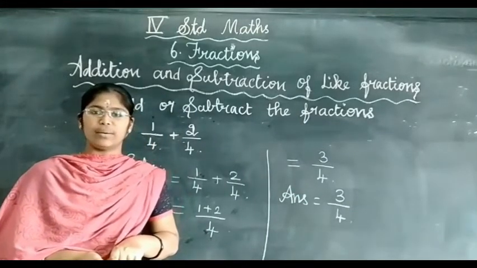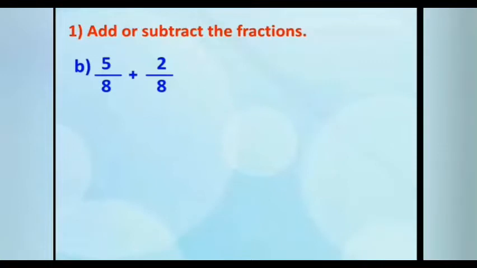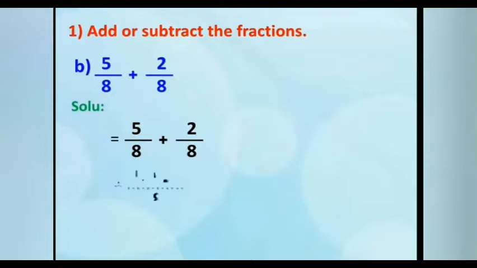Can we see one more example? Now, let us learn add or subtract the fractions. The question is 5 by 8 plus 2 by 8. Solution. 5 by 8 plus 2 by 8. In this, the denominators are same and the numerators are different. So, these are like fractions. The denominators are same means we have to combine the fractions.